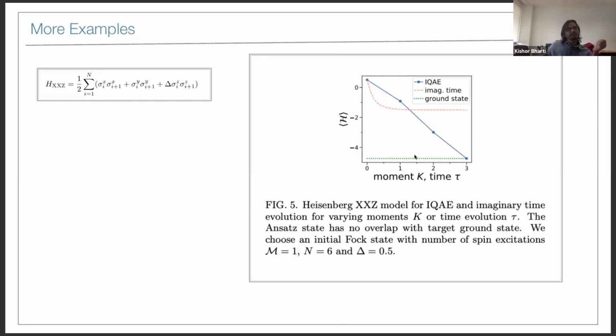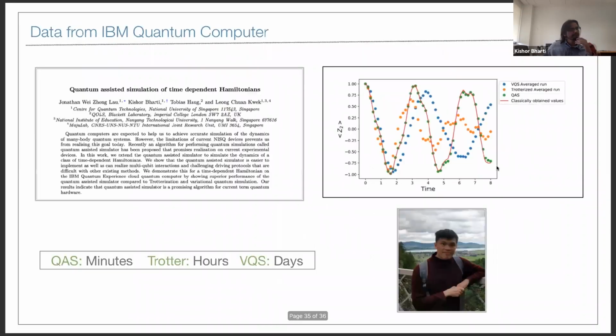Also, we show examples where direct imaginary time evolution fails, but our algorithm, because you use the linear combination structure, bypasses all those problems and manages to find the answer. So with Jonathan, we recently implemented on the IBM Quantum Computer, and we proposed something for time-dependent Hamiltonians.